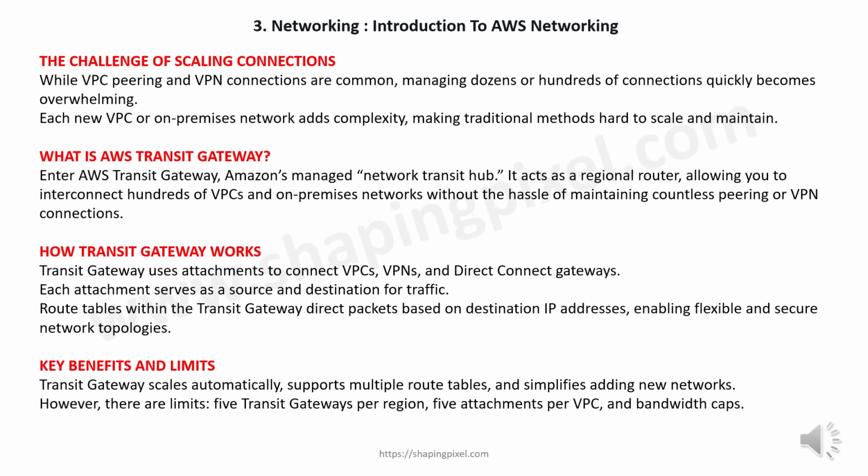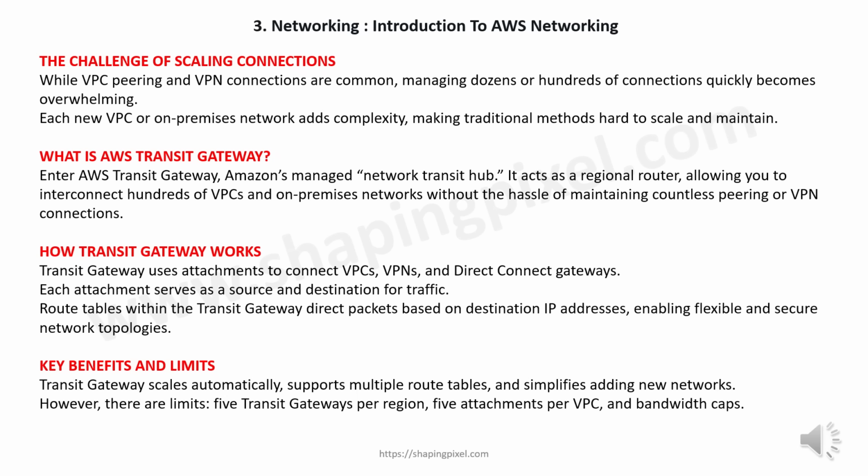Navigating networking in Amazon Web Services, or AWS, can be complex. From route tables to CIDR blocks, connecting virtual private clouds, or VPCs, is essential for building secure cloud environments. While VPC peering and VPN connections are common, managing dozens or hundreds of connections quickly becomes overwhelming. Each new VPC or on-premises network adds complexity, making traditional methods hard to scale and maintain. Enter AWS Transit Gateway, Amazon's managed network transit hub.